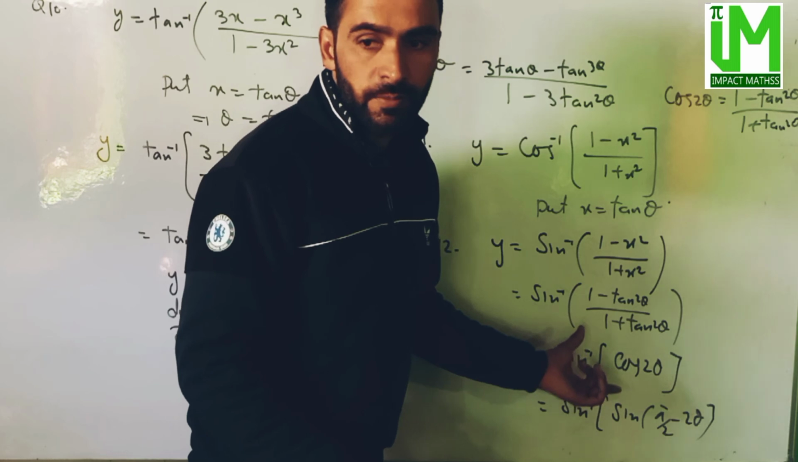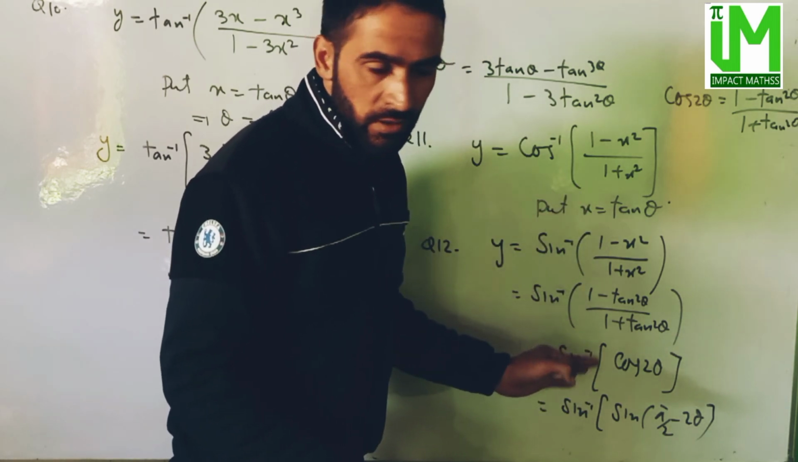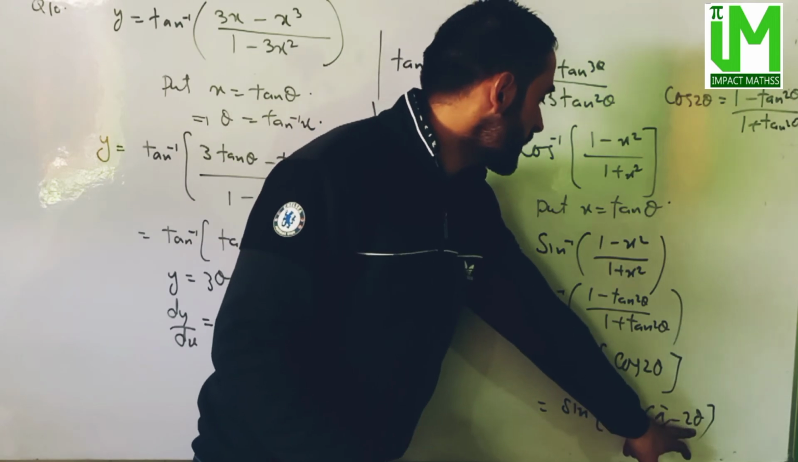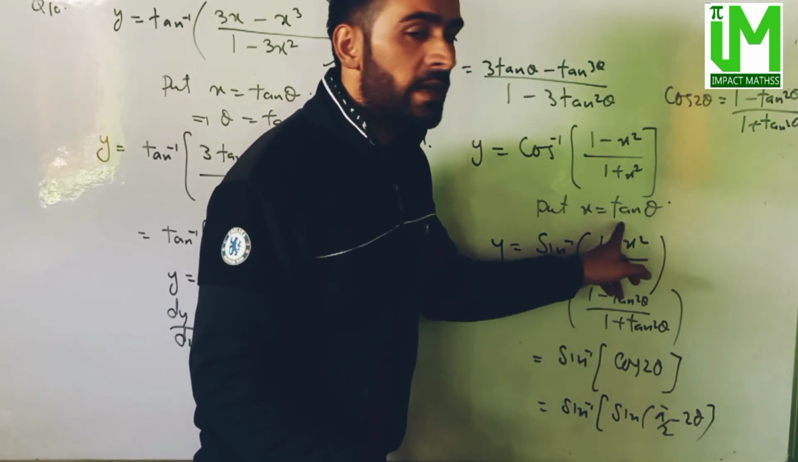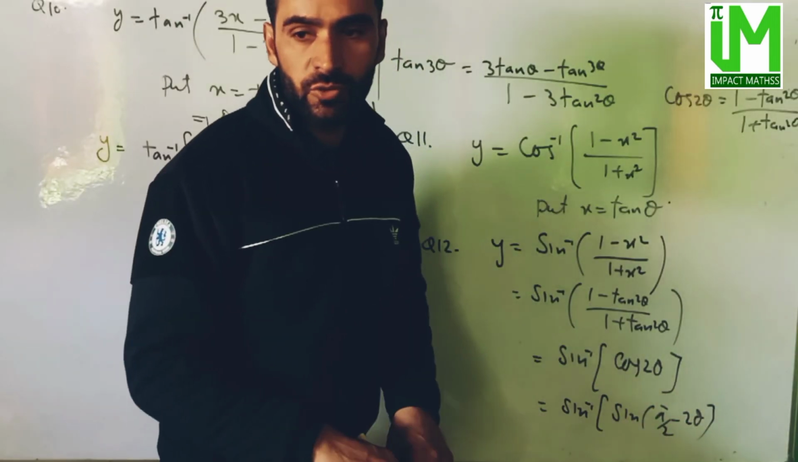Now differentiate. Pi by 2 is a constant, so its differentiation is 0, and the 2 remains. What is theta equal to? Theta is tan inverse x. So the answer will be 2 divided by 1 plus x square.